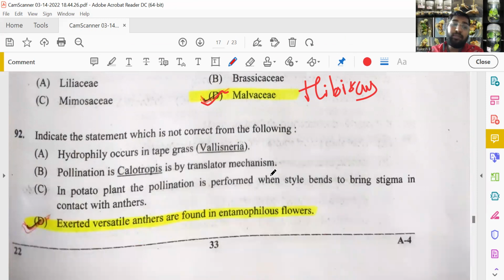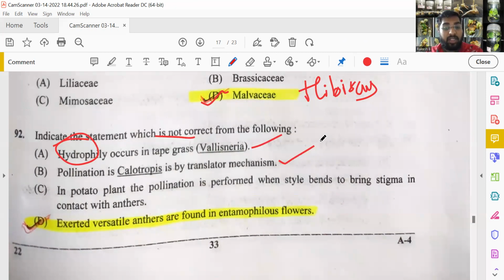And this is also a very simple indicative statement which is not correct. Vallisneria, you would have studied in 12th standard. Vallisneria is an aquatic plant, and hydrophily occurs. Pollination is by the water mechanism, that is hydrophily. Pollination in Calotropis is by translator mechanism. You have pollinia. So pollination in Calotropis is by translator mechanism. This is also correct.